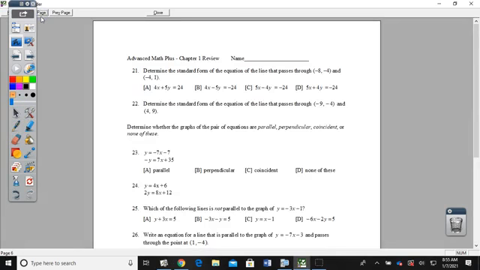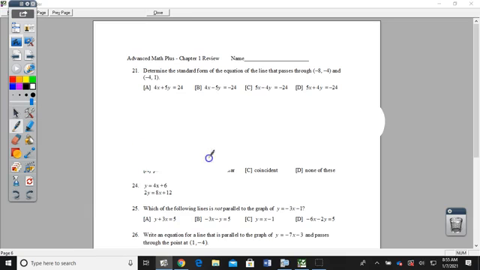Number 21. I need a little more room. All right, 21. Same type of question, but a little different. This time we have to figure out the what? The standard form. What is the standard form? I don't know.